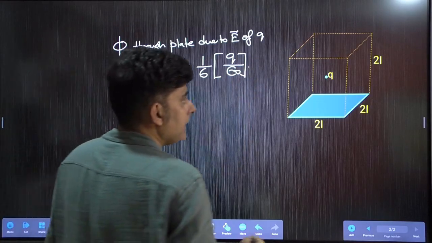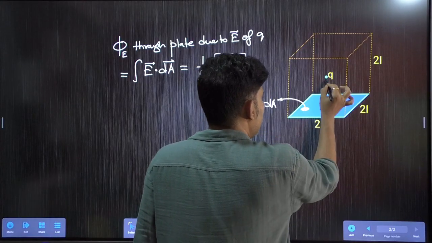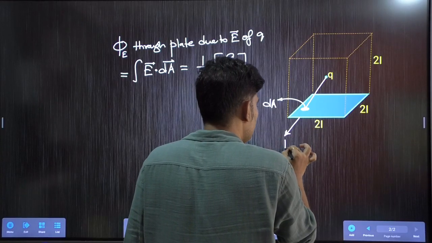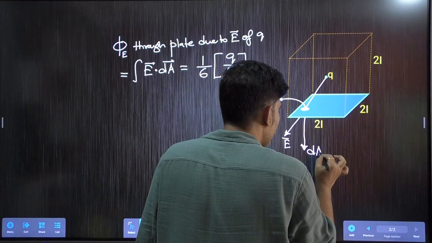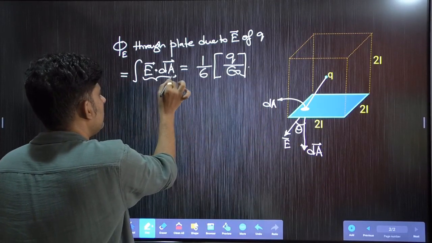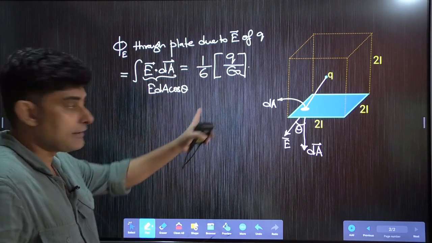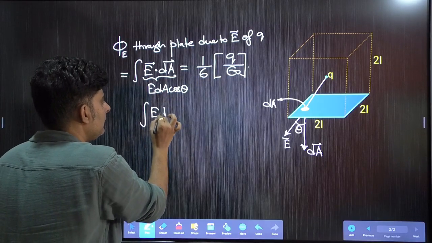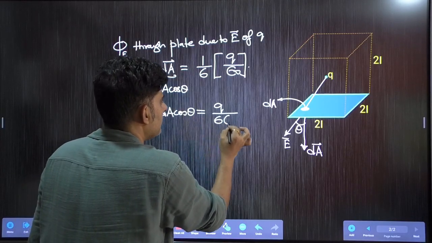Now what is E dot dA? Here also, in the same way, if you take dA as an elementary area and this charge Q, its electric field being E, and we know the dA vector is always taken normal to the surface, the angle between them is theta, so E dot dA is nothing but E dA cos theta. So integration of E dA cos theta is equal to Q by 6 epsilon naught.